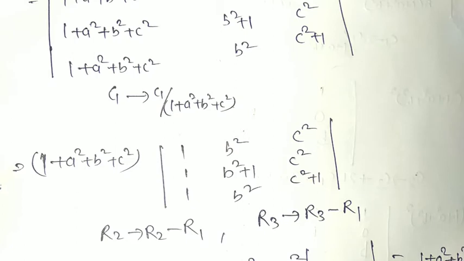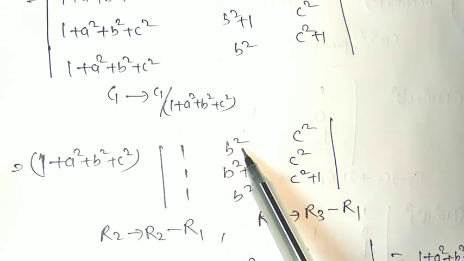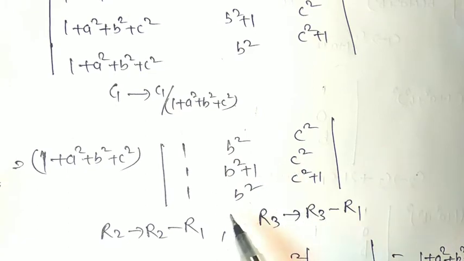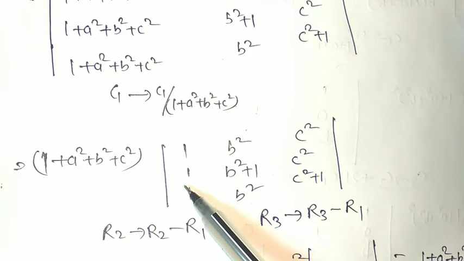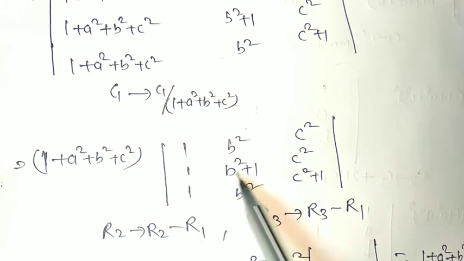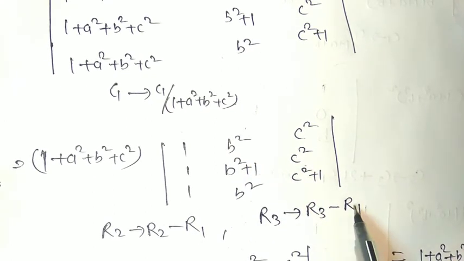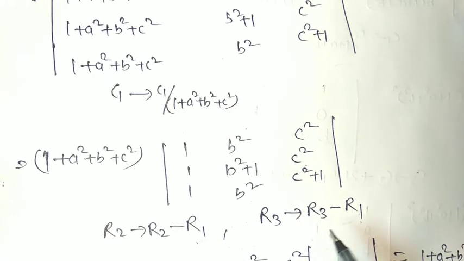So we have 1 plus a square plus b square plus c square outside the determinant, and there are 3 ones in the first column: 1, b square, c square; 1, b square plus 1, c square; 1, b square, c square plus 1. Now after getting 3 ones, we can make 2 zeros and expand in terms of C1. So we subtract the first row from the second row and the third row, using the operation R2 equals R2 minus R1, R3 equals R3 minus R1. The most important thing is that we are subtracting R1 from both rows.